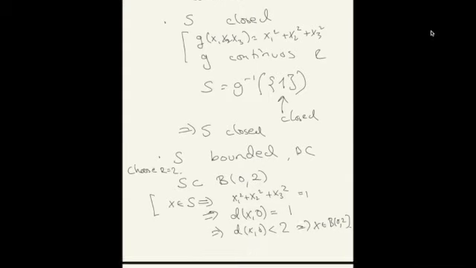So it is a closed and bounded subset, so by Heine-Borel, S is compact, and therefore by the extreme value theorem that we just showed, f from S to R has a minimum and maximum. And that concludes that example.